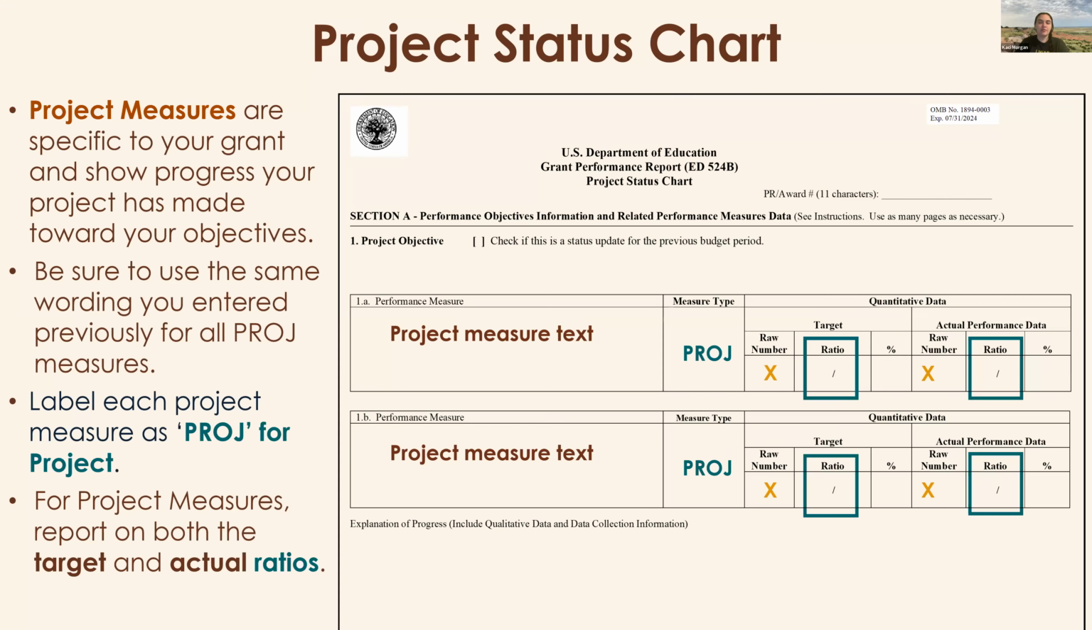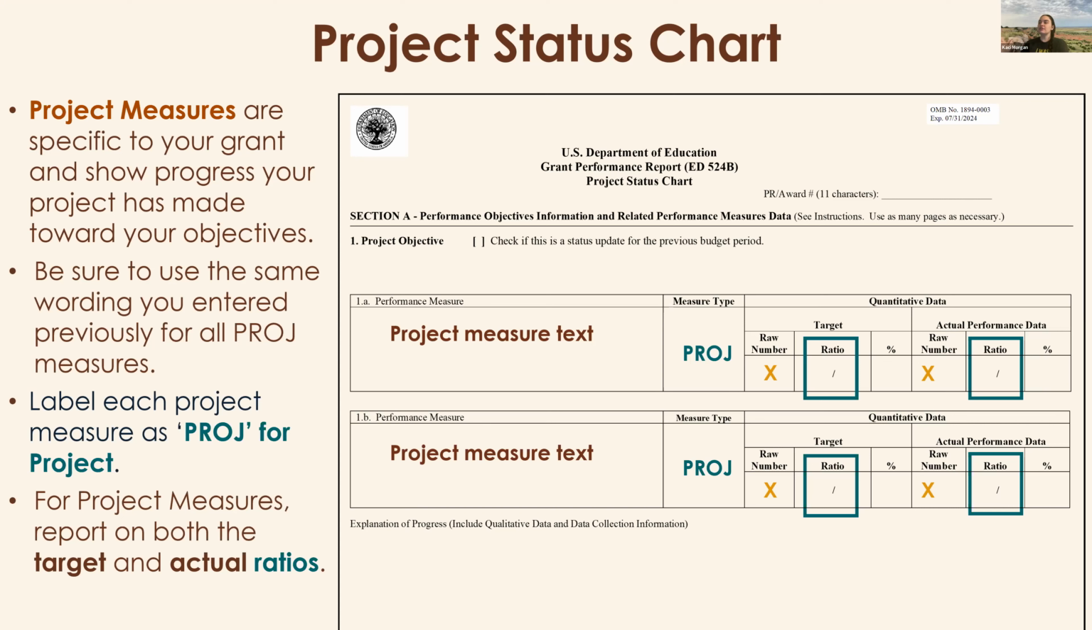So we'll talk about project measures first, and then we'll talk about GEPRA measures, because the GEPRA measure for this grant really requires you to know how you're doing on your project objectives. I'm going to go over those first, just so you have an understanding of why we're covering it this way. Your project measures are those that are specific to your grant and show progress that your project has made towards the objectives that were stated in the proposal. You may have changed the wording slightly, but it's the same approved objectives that you measured last year as well. You'll label each of these project measures as PROJ in the dropdown for project.